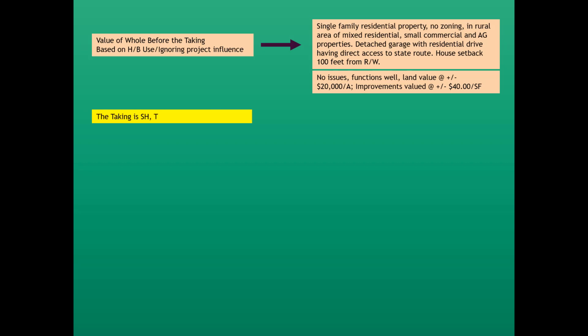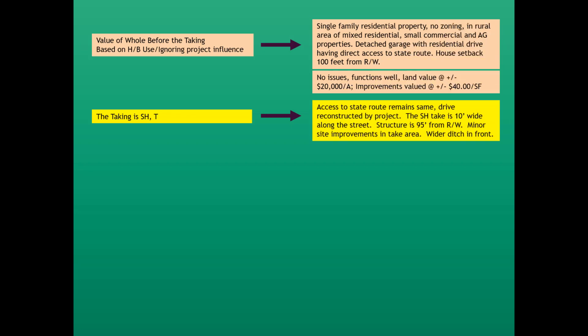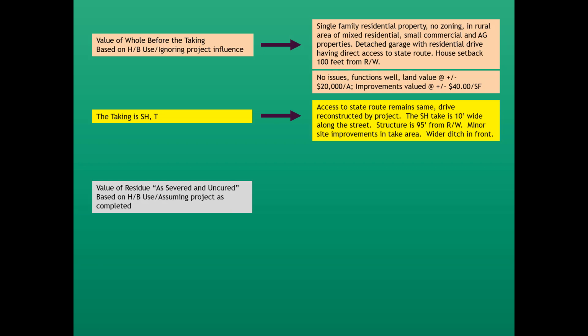The taking is an SH, which is a standard highway easement, with a small T directly behind the SH easement. Access to the state route remains about the same. The drive is reconstructed by the project. The SH take is about 10 feet wide along the street frontage. The structure is 95 feet from the new right-of-way. Minor site improvements are in the take area. There's a wider ditch in front of the property.